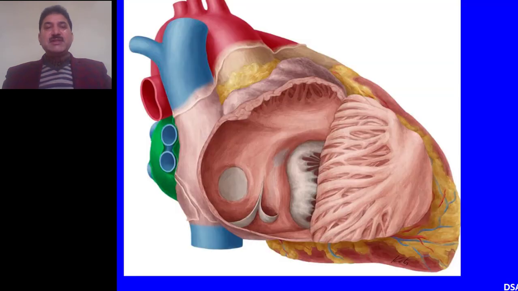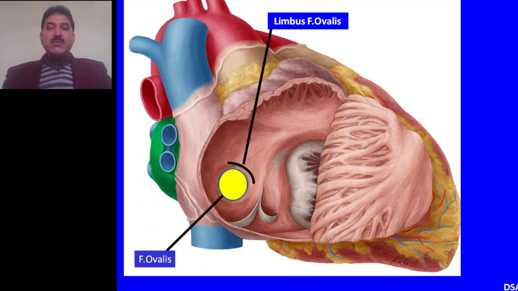Let us recap the features of interatrial septum in this diagram. So interatrial septum presents fossa ovalis. Above the fossa ovalis is limbus fossa ovalis. Inferior vena cava opening into right atrium is guarded by eustachian valve.